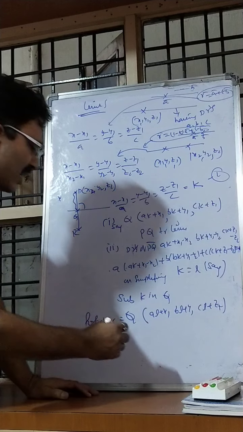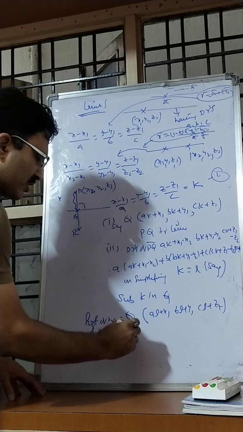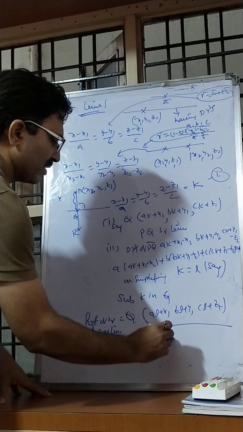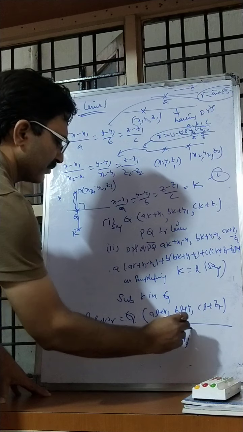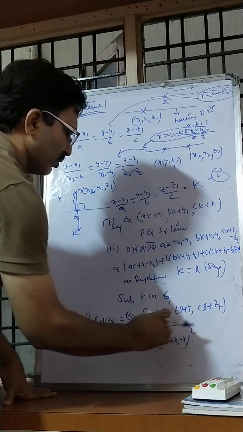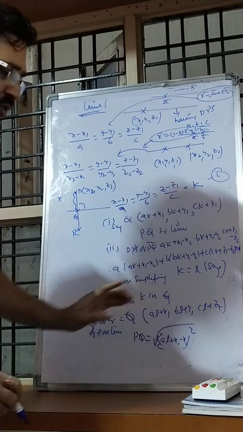If they ask you the perpendicular distance, very simple. Get PQ. What is that? Under root of (AL plus x1 minus x2) whole square. Right? So you can write here just a sigma, right? So all three you can write. Perpendicular distance, you got it.